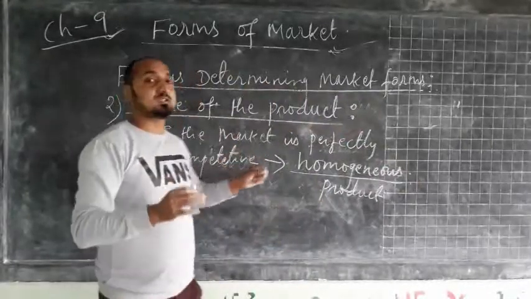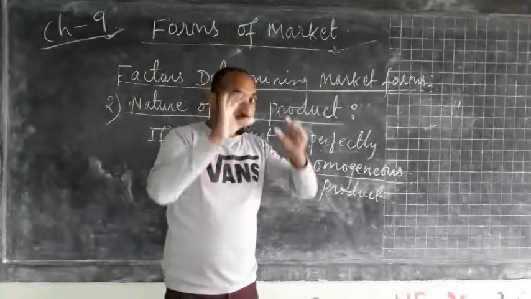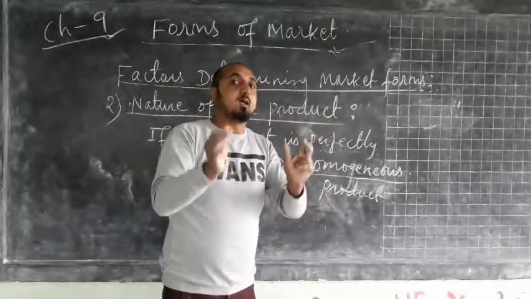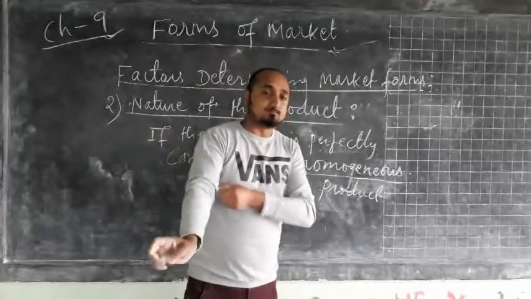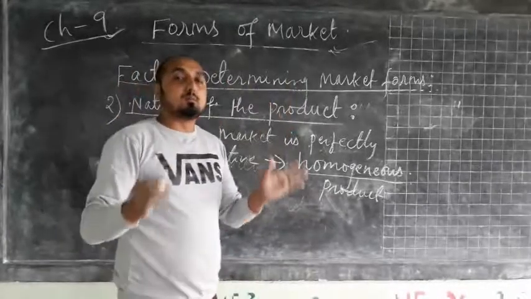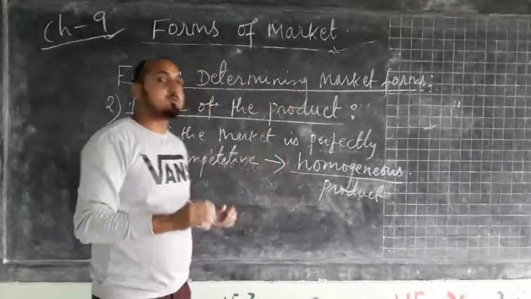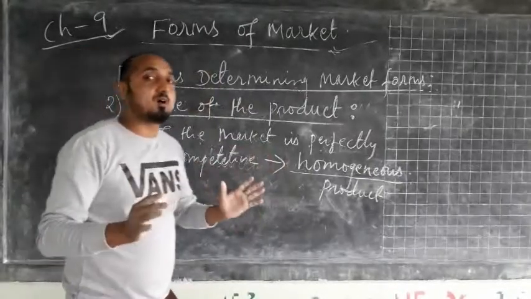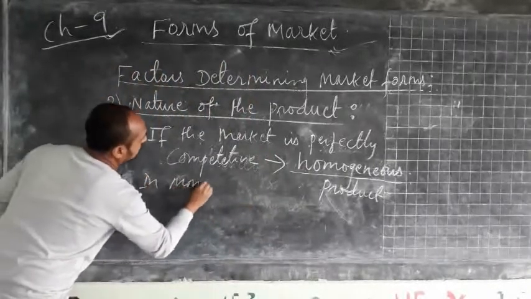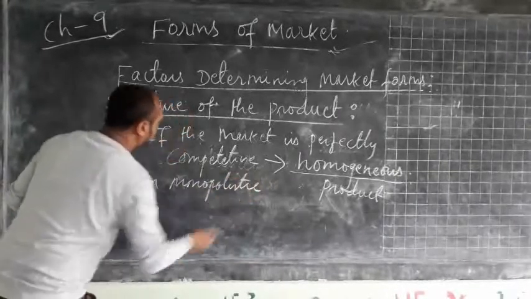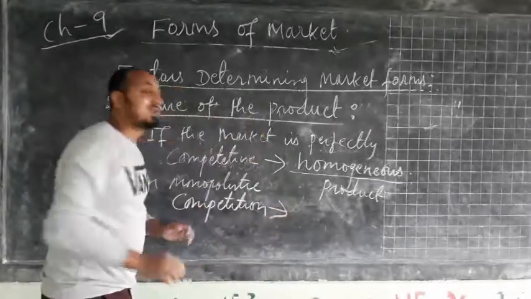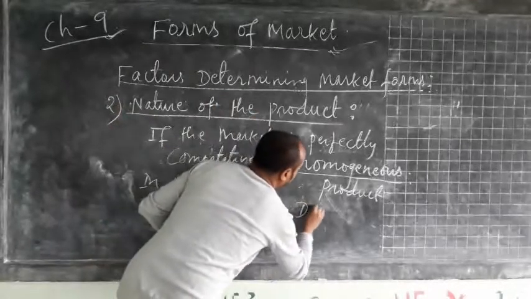We will study all these things in detail in the next topic, when we study the classification of market. Here I am just giving you a brief idea. Now, if we are talking about a monopolistic competitive market, then the product available in that type of market will be differentiated. So in monopolistic competition, we will get differentiated product.